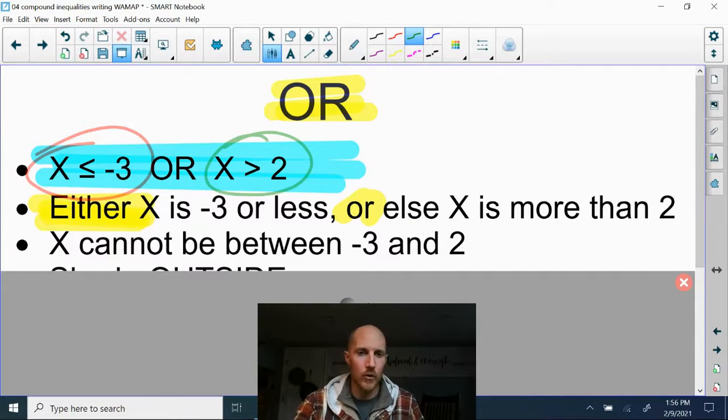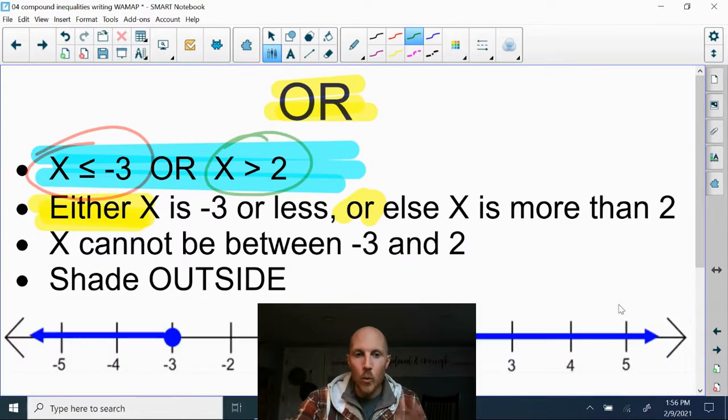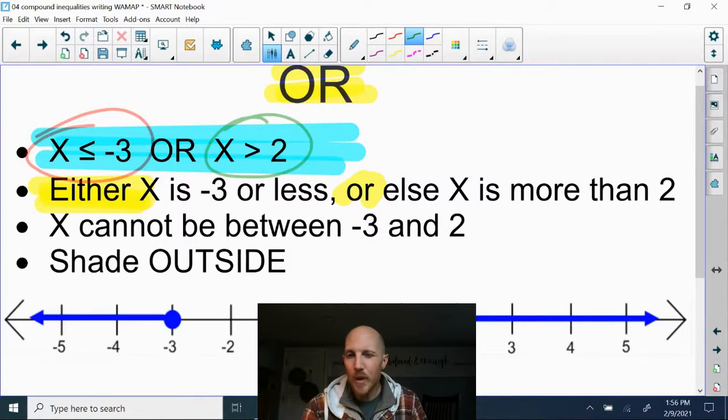That's an important thing for us to remember, because when we graph these, you're going to have 2 dots on your number line, one at -3 and another at 2, and you're going to shade outside of those 2 dots. The middle part, that's where x can't be. It's got to be either less than -3 or greater than 2. So you don't shade the middle, only the outside. We still have to pay attention to what type of dot goes on which number. The dot at -3, since that symbol has the or equal to, is going to be a closed dot. And for x is greater than 2, since there's no equal to, that's going to be an open dot. But we've got 2 dots on the number line, and then we shade outside of them.